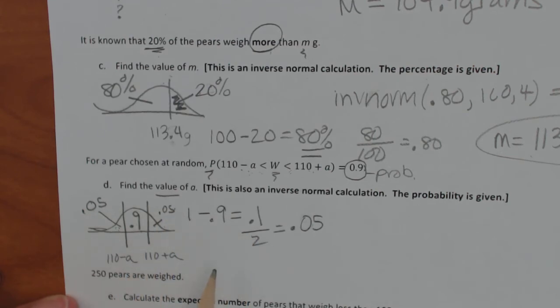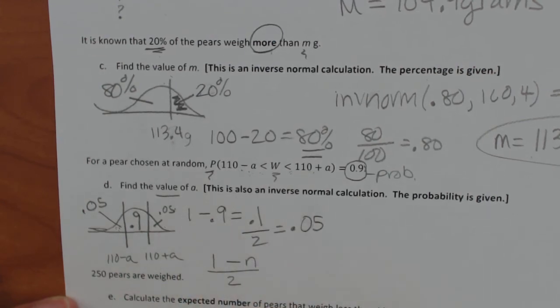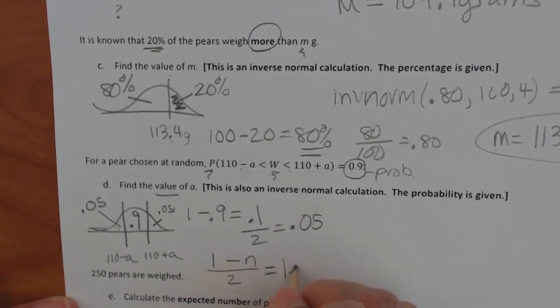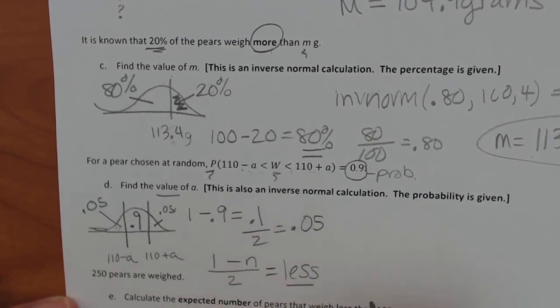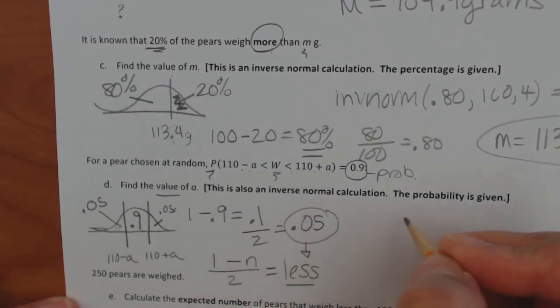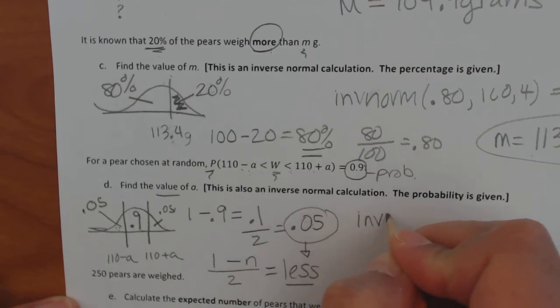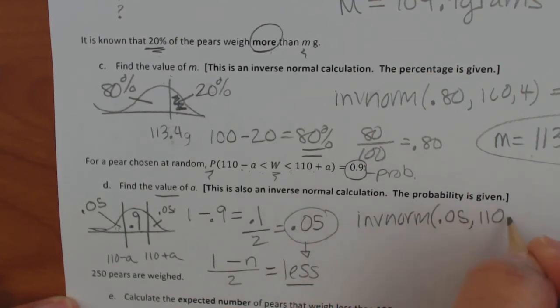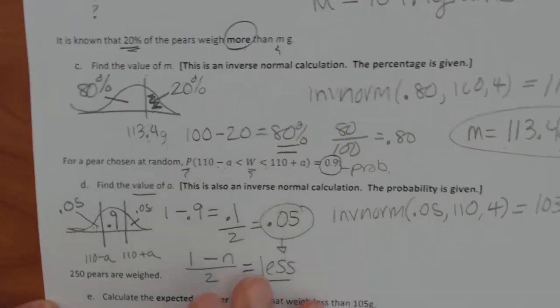So to find in between, you're going to have to do 1 minus that number given, and then divide that by 2 because there are two sides. So if you want to write that down, you can. And that gives us our less than value. So here's our less than value. So we're going to run our inverse norm, 0.05, same mean, same standard deviation, and I'm going to get 103.4.